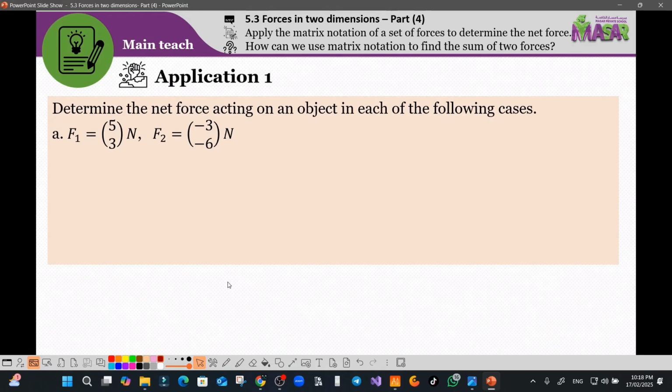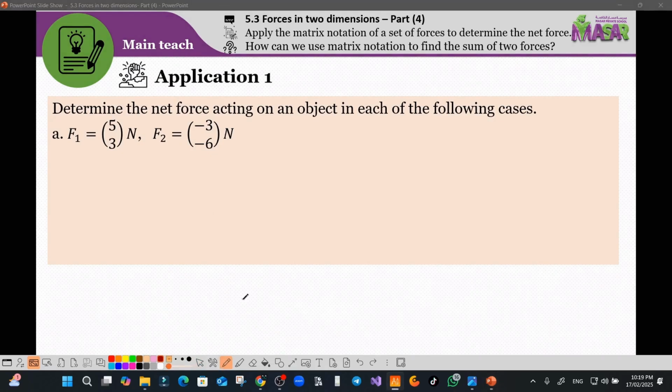Determine the net force again. To find the net force, we need to find the magnitude and the direction.